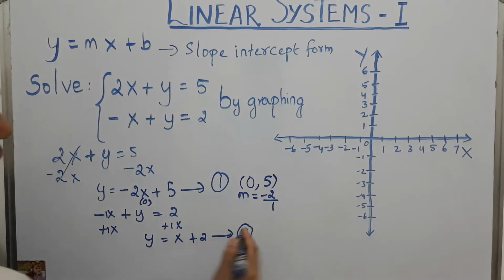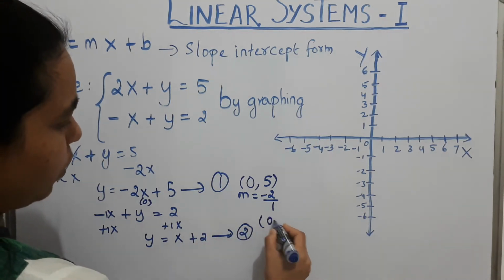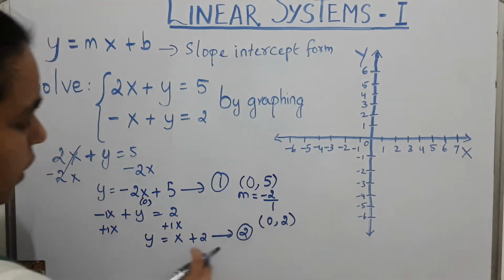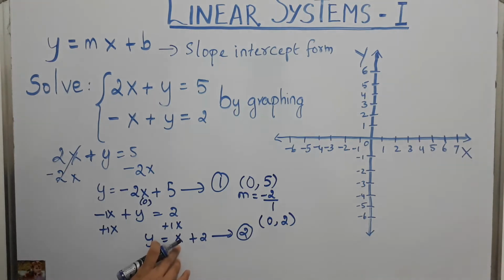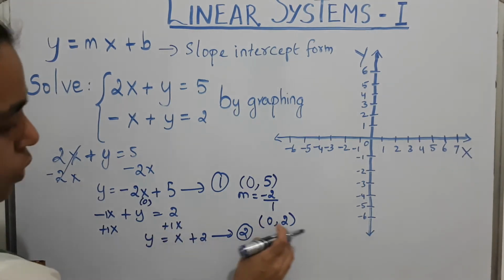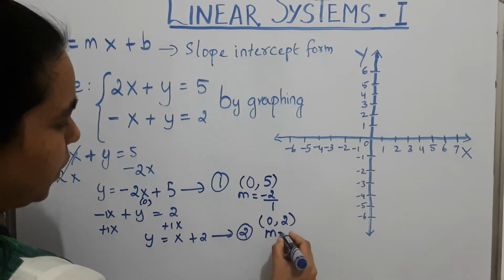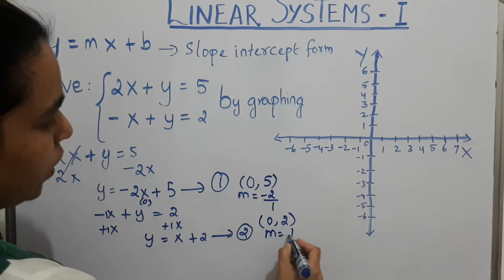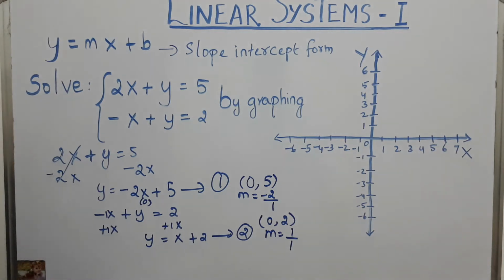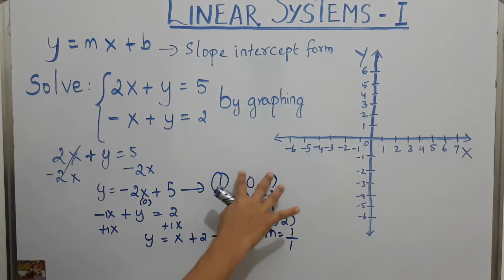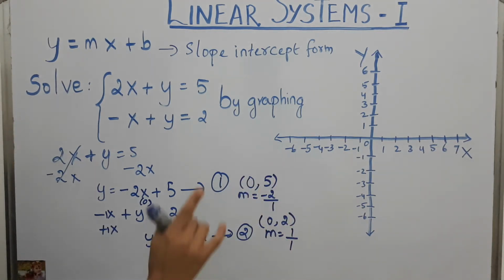And here, the point is (0, 2), because when you put 0 here, the x term will be gone, so y is equal to 2. So (0, 2), and the slope must be equal to 1 over 1. Now, using this information, you can graph these two equations.